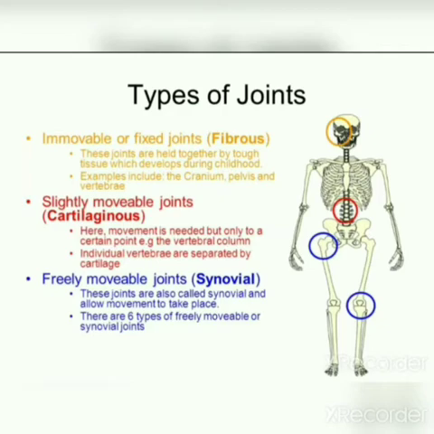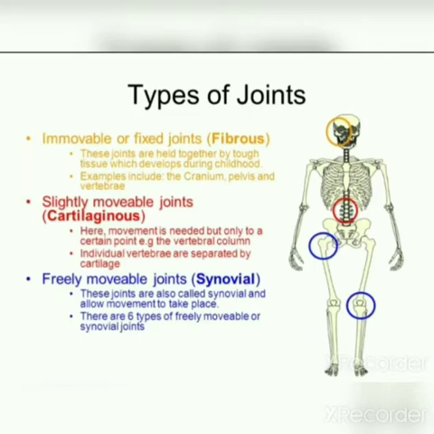First, immovable or fixed joints. These are also fibrous. These joints are held together by tough tissue which develops during childhood. Examples include the cranium, the pelvis and the vertebrae. And the yellowish part seen in the diagram is the fixed joint.